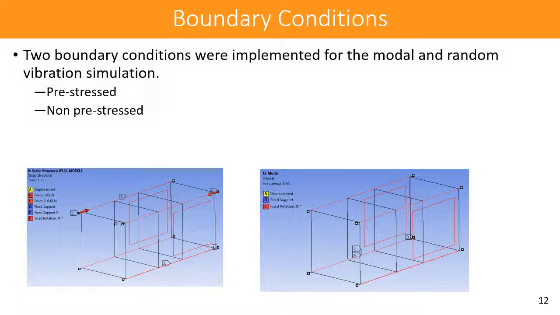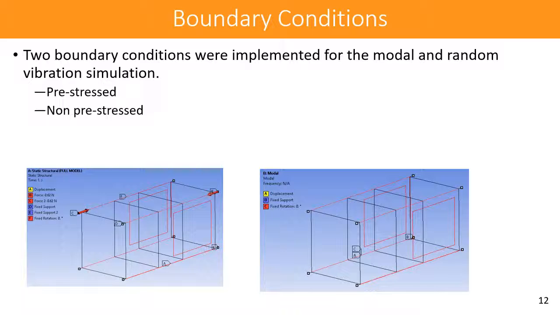So on this slide, I show the boundary conditions that I used. I basically used a pre-stressed boundary condition and a non-pre-stressed boundary condition. For the first one, I used the forces specified by Cal Poly on the deployer. So basically, it's the force that the pin applies into the CubeSat. Also, I created a displacement condition on the rails, fixing X and C.